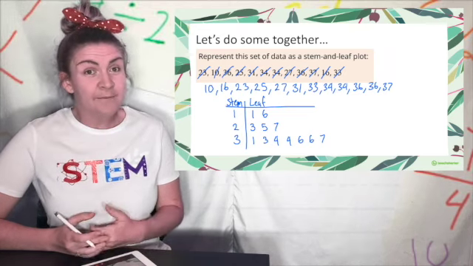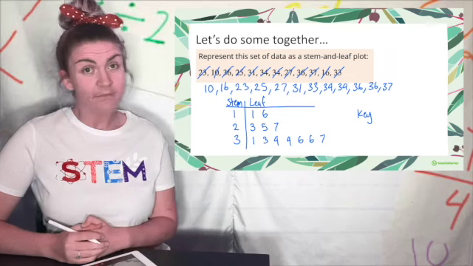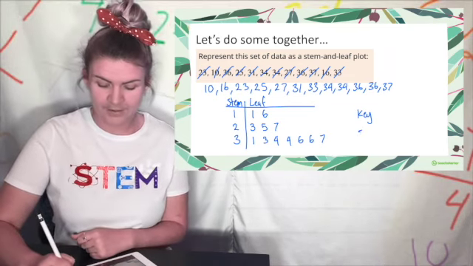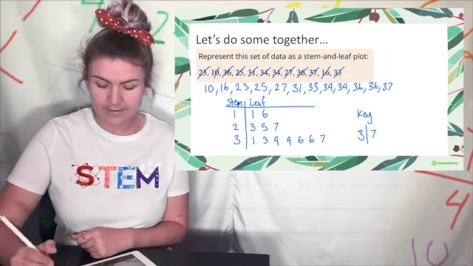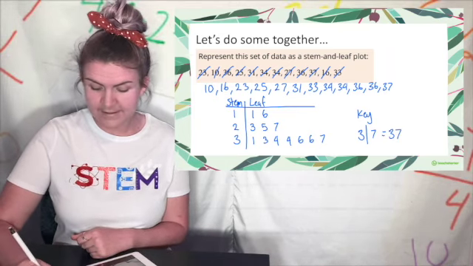I'm not quite done because I need a key. So I'm going to write key and I'm going to do an example. I'm going to use my last number, which is 3, line 7. And then I write equals and I'm saying 37.